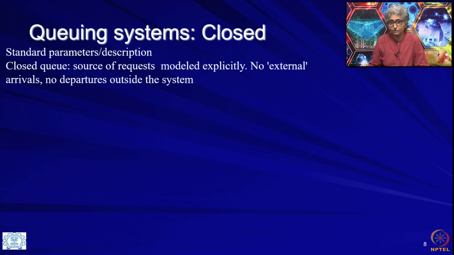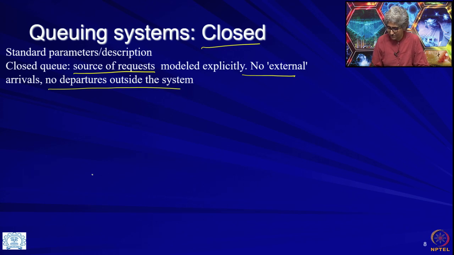Similarly, there is another formulation of queuing systems called closed. In the closed queuing system, we are not only worried about the server system, but we want to include the sources of the requests. Where are the requests coming from, where are the customers coming from, we want to include that in our modeling, and then it becomes closed because there are no external arrivals, they are actually coming from the users or wherever the customers are, and there are no departures outside the system.